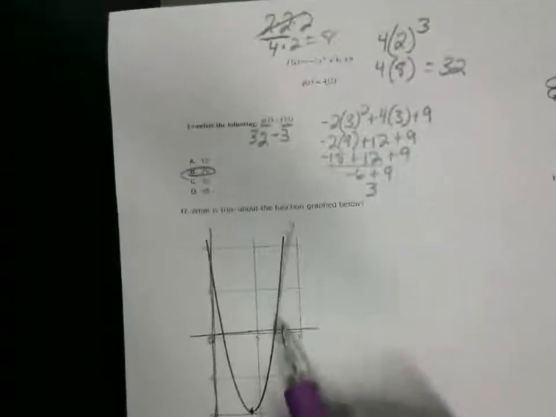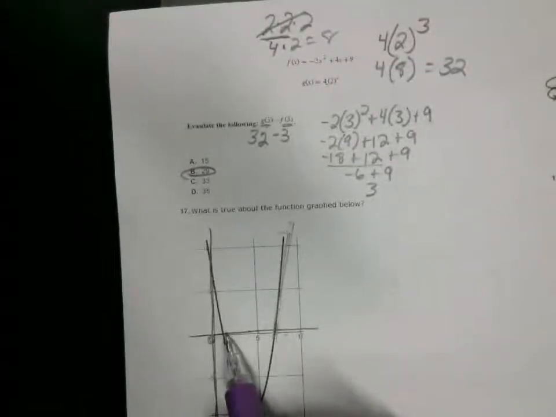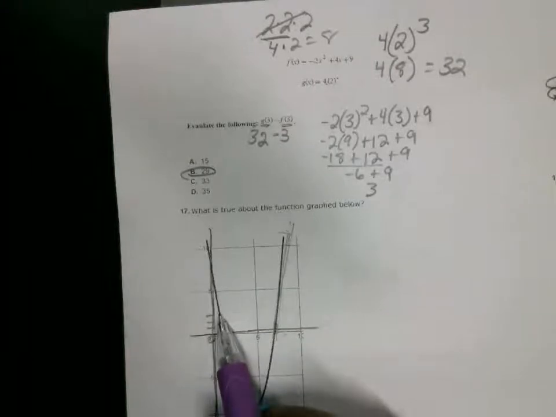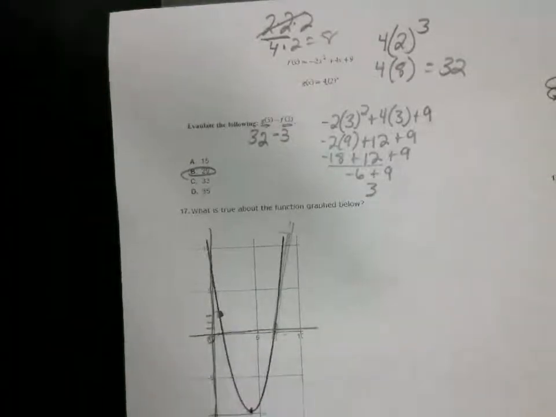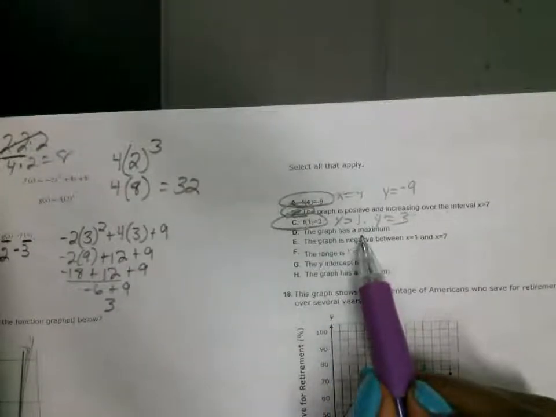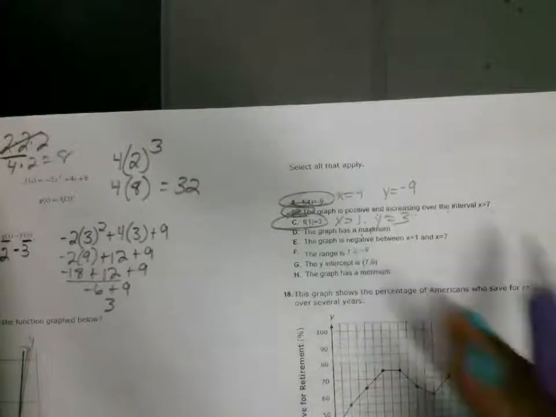All right, 1 and 3. Let's see if that's it. This is, let's see, this is 1 here. 1, 2, 3. This is 1, 3. Yeah, that is true too. Good Lord. The graph has a maximum.